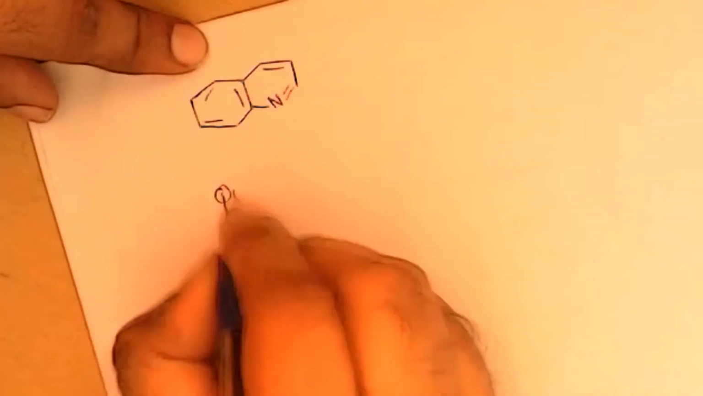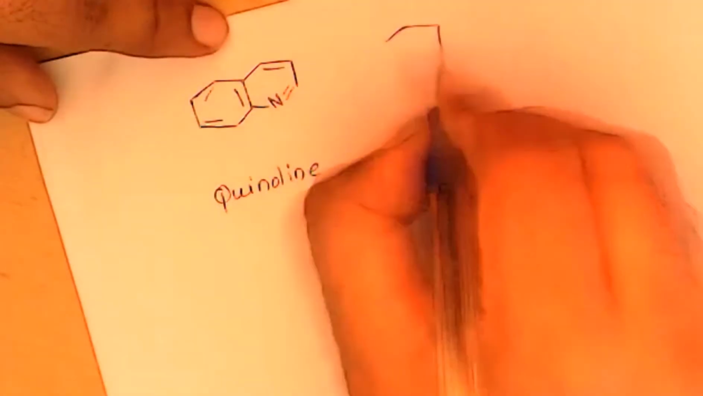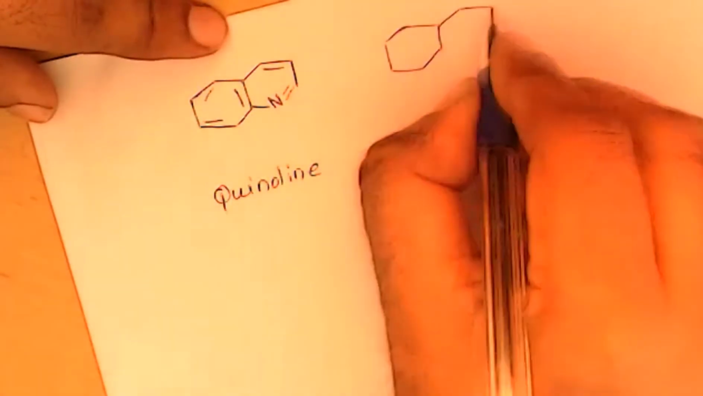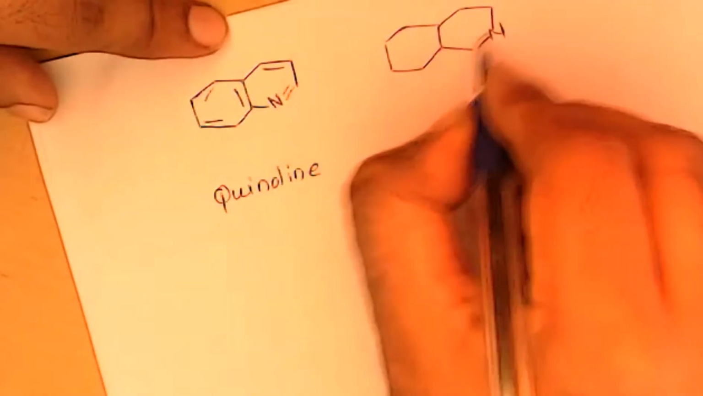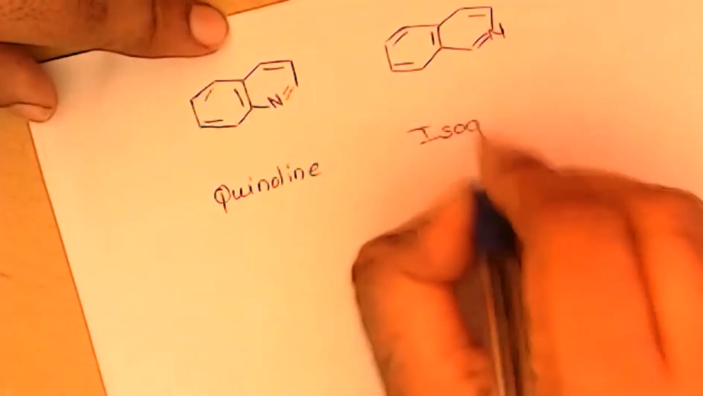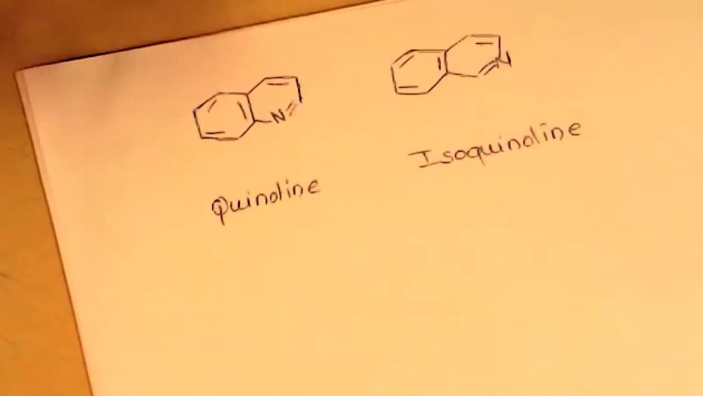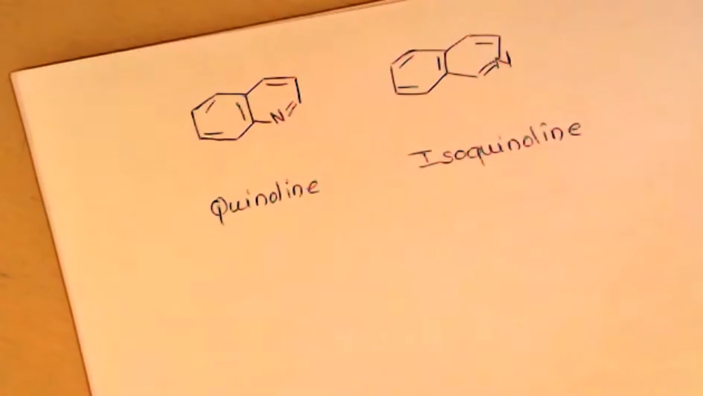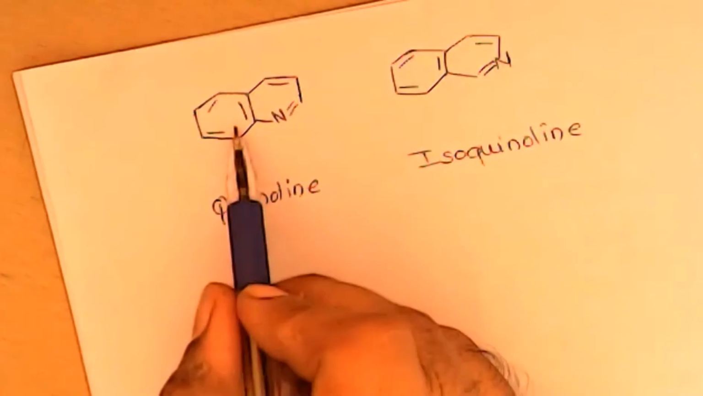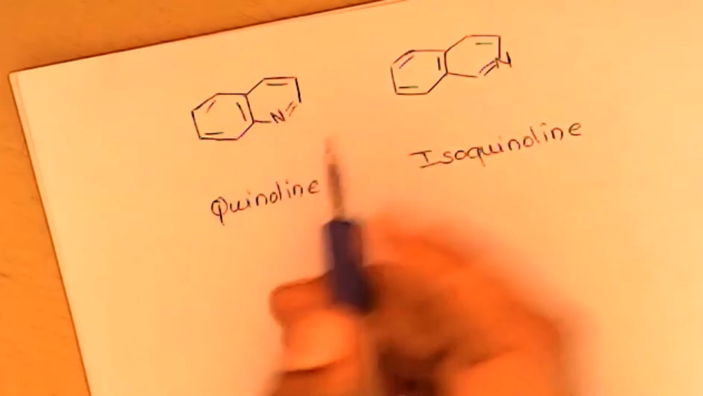Okay. So this is the structure of quinoline. And this is called as the isoquinoline. Okay. So both are the condensed heterocyclic compound in which carbocyclic, that is the benzene ring, is fused with the heterocyclic ring, that is the pyridine ring.